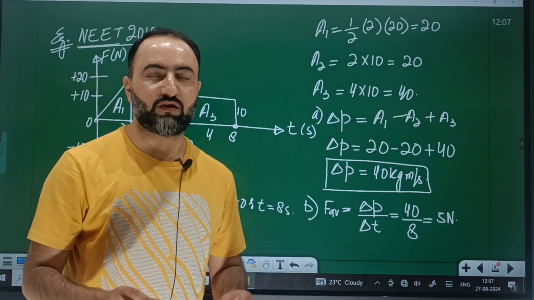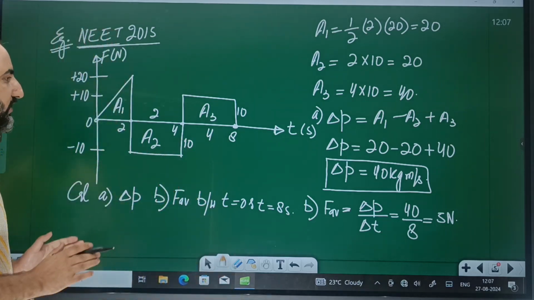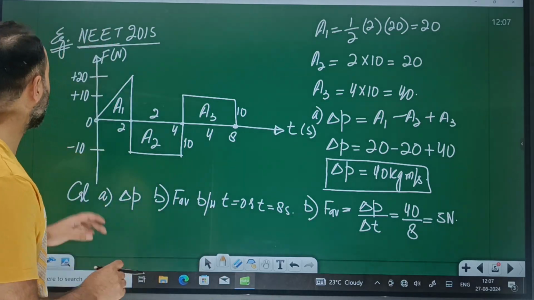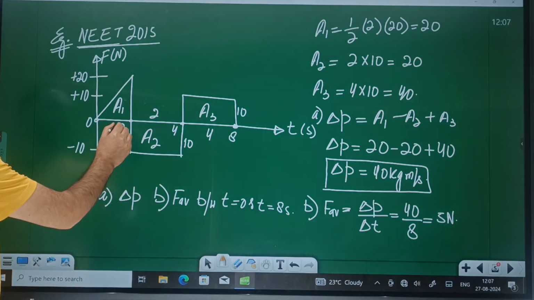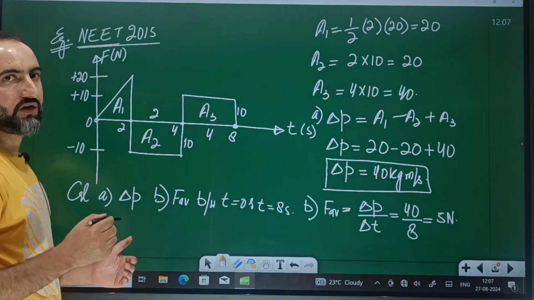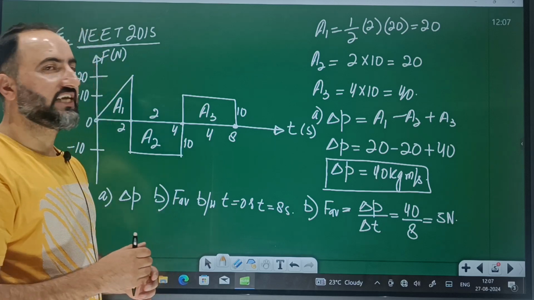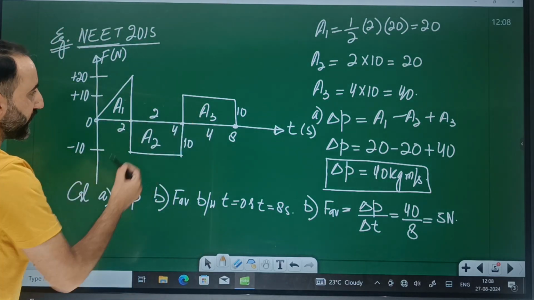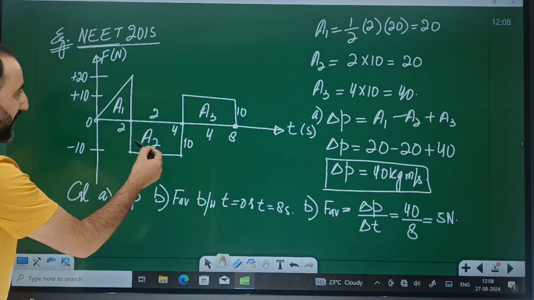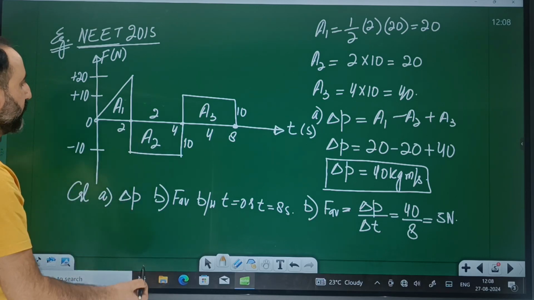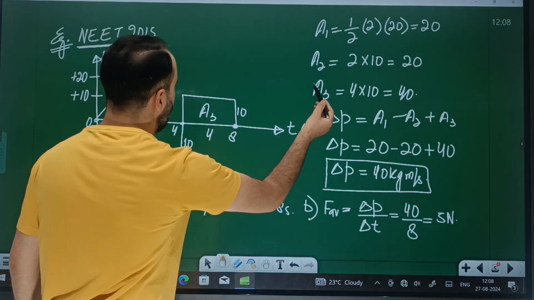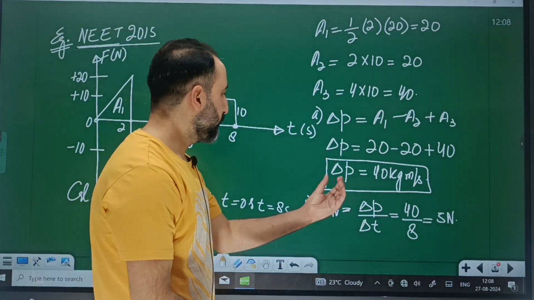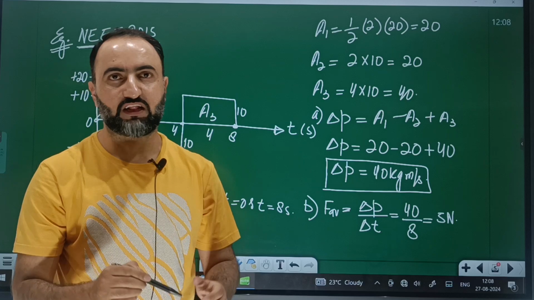Clear हो गया बेटा? So a simple force versus time graph was given to you, and you were supposed to calculate first delta P and then the average force. तो delta P हमने कैसे निकाला? Area under the force versus time graph will give the change in momentum or the impulse. Now there are 3 areas, A1, A2 and A3. Out of the 3, 2 areas are above the time axis, which we take positive. 1 area is below the time axis, which we take negative. So A1 हमने calculate किया, A2 calculate किया, and then A3. Then like this, A1 minus A2 plus A3. So easily we have done this question, which was asked in the NEET.